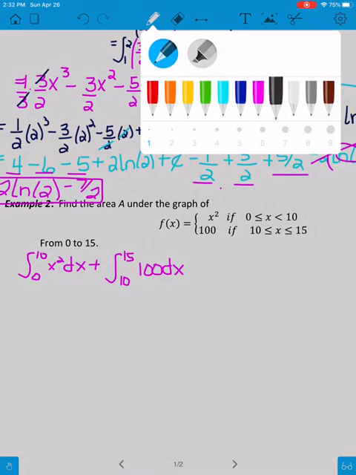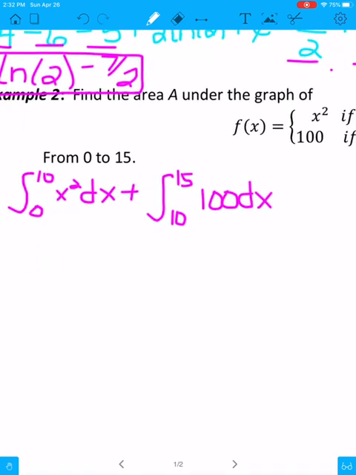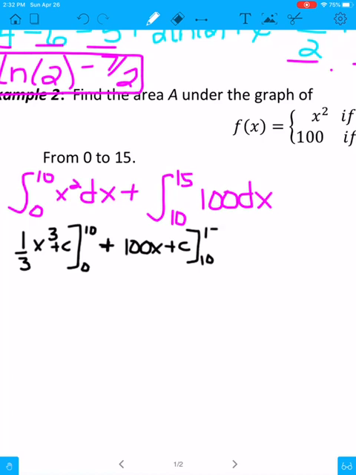So we're going to get the antiderivative of x squared: add 1 to the exponent, so I get x cubed, divide by 3, so I get 1/3 x cubed plus c from 0 to 10. Plus 100 is just a constant, so when I go to do it, it becomes 100x plus c from 10 to 15. And then we just do them separately, just like we had 2, and then add them up.